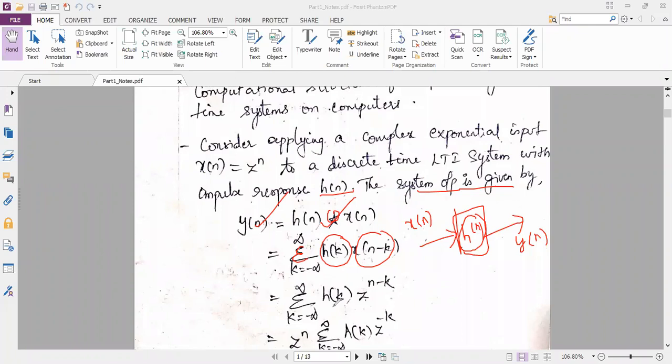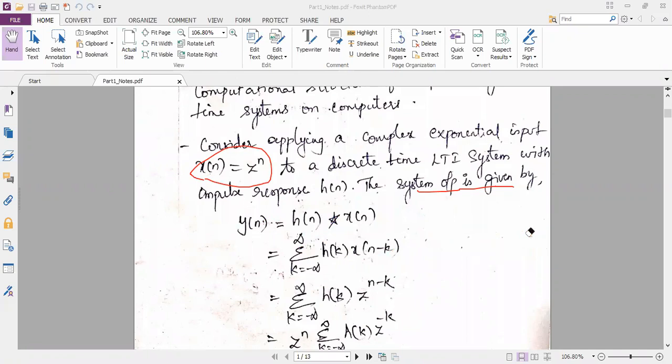Okay. See, now this x of n minus k, can you just compare the question and tell me how can we write this x of n minus k in terms of z? Can anybody guess and tell me? Is it easier to represent x of n minus k in terms of z? Z for n minus k, ma'am. Very good, because we have taken x of n is equal to z power n. So because of that reason, x of n minus k can be written in terms of z power n minus k.